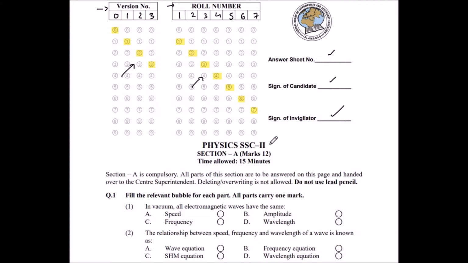This is Physics SSC 2, Section A, marks 12, and time allowed is 15 minutes. Read this instruction. This is Section A, compulsory. All parts of this section are to be answered on this page and handed over to the center superintendent. Deleting and overwriting is not allowed. Do not use lead pencil. After reading the instructions, let's start the solution.